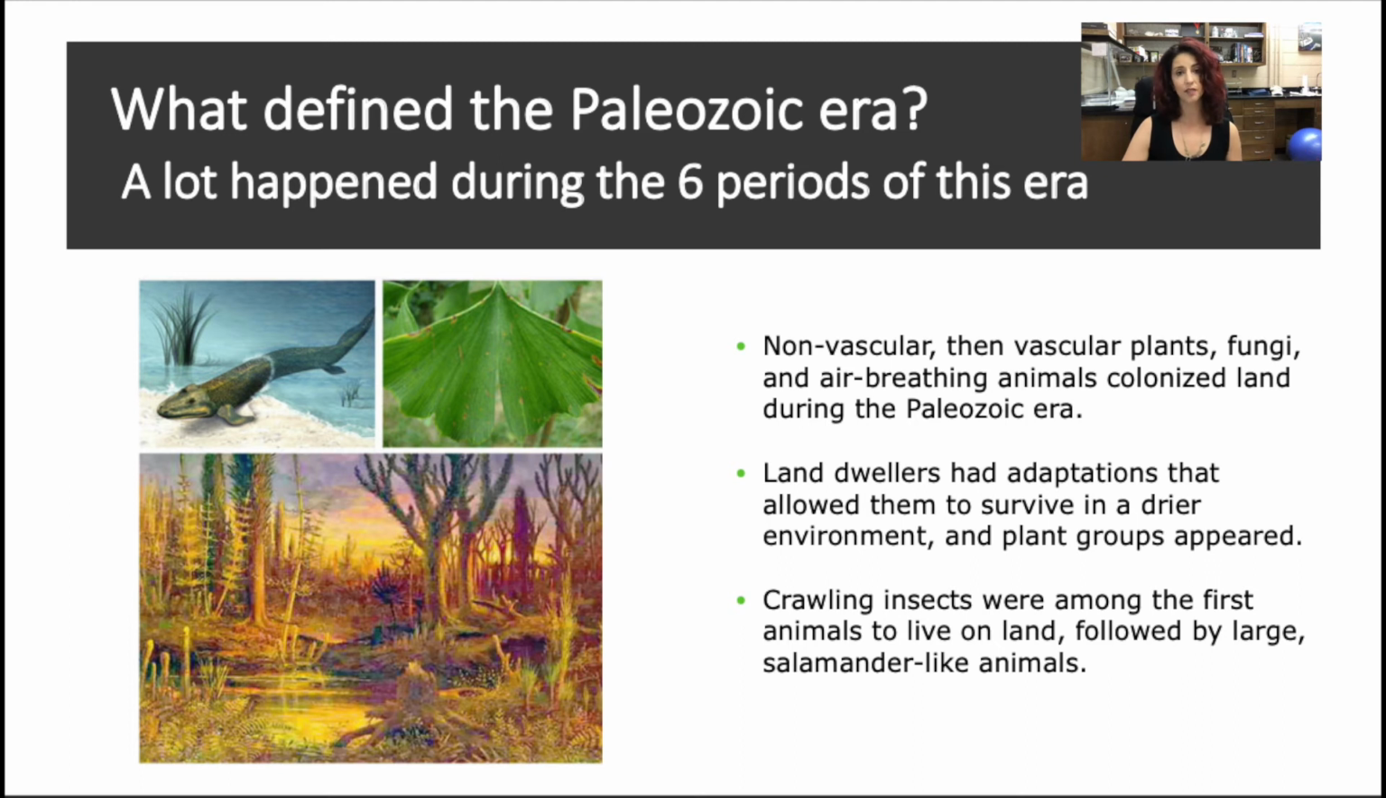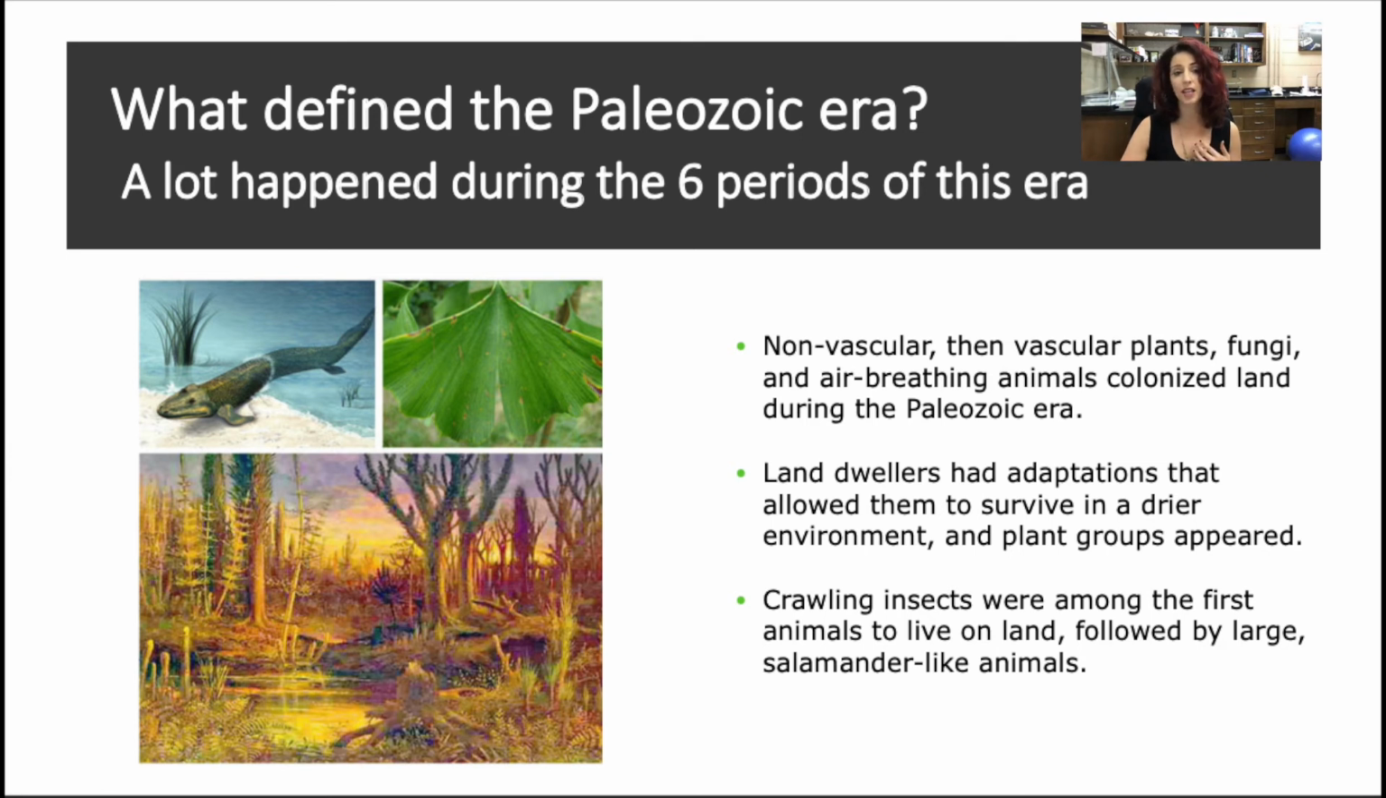All of this life colonized land during the Paleozoic era. We have land dwellers that developed adaptations that allow them to survive in a drier environment. These are things like waxy cuticles that protect plants from drying out or desiccating. They came from ancestors who were fully submerged in water, and now to colonize land, it's a much drier, harsher environment. They had to develop and evolve these adaptations that allowed them to survive in such an environment.